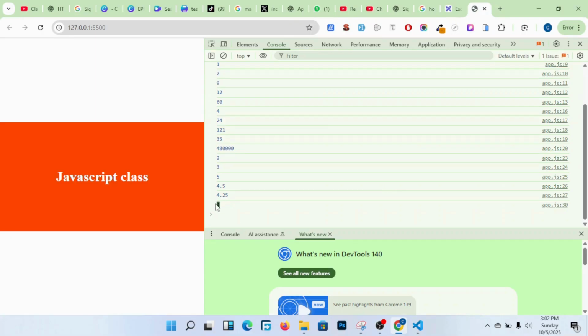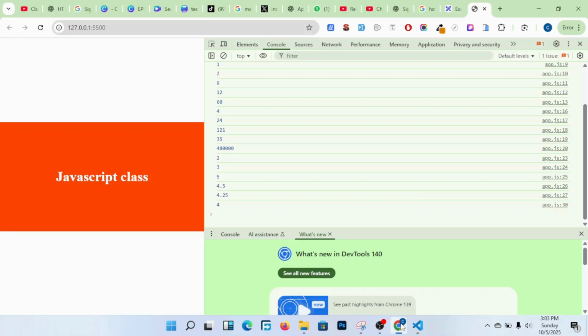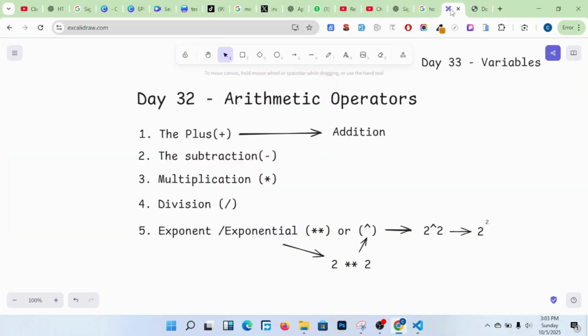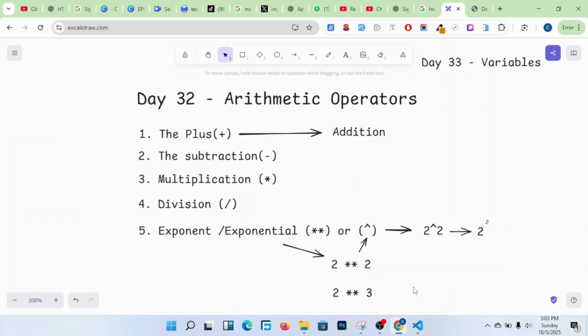You see this 4 here? App.js line 30, line 30 is here. Are you seeing it? So if I want to say, for example, 2 power 3, what am I going to do? I'm going to do it like this: 2, star star, 3. Which 3 here is going to lead me to?